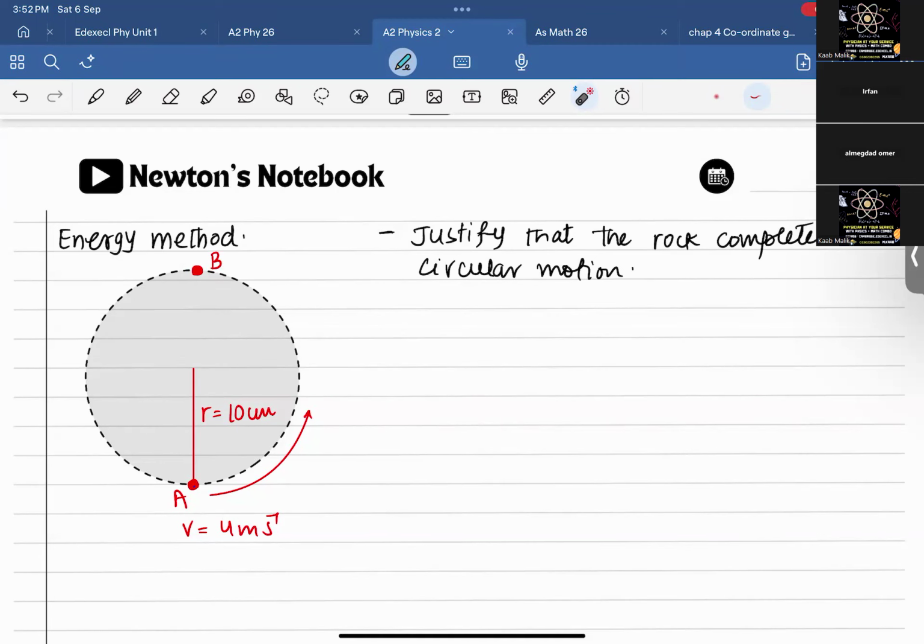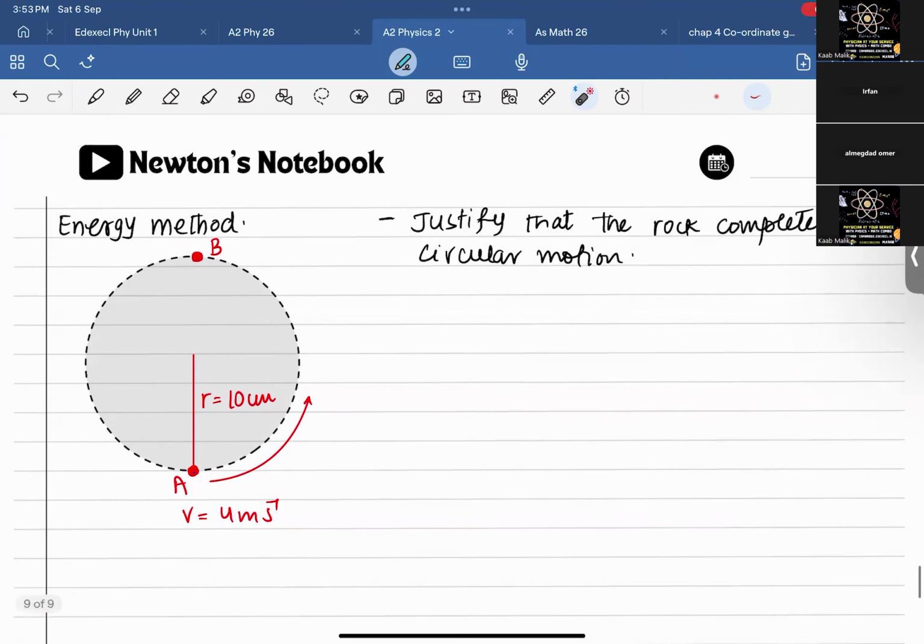I think we have to find which one is more, B or A. Which value is more? Like, what's this, KE or GPE, gravitational potential at B or something. Okay, let's try together.